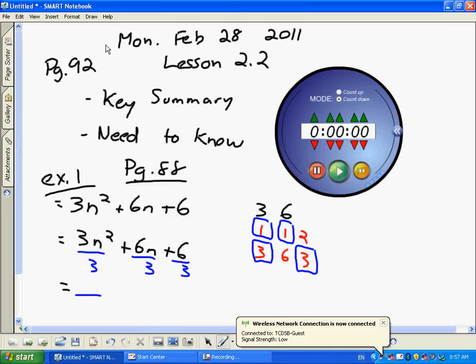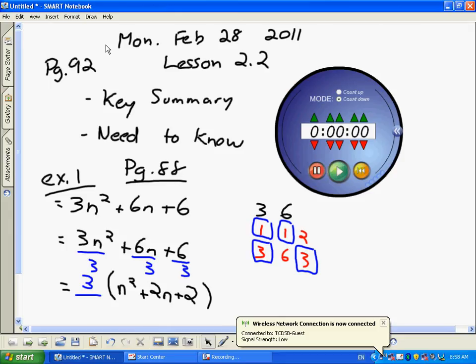What that means is that number 3 is going to come to the outside of a set of brackets. So we have a set of brackets. We've divided each term by the number 3, so we're going to put the 3 on the outside of the brackets, and then I'm going to divide each term by 3. So what is left inside the brackets? Well, 3n squared divided by 3 is just going to be 1n squared. I don't need to write the 1 in, so I'm going to have n squared. The next term is 6n divided by 3. 6 divided by 3 is 2, so I'm going to be left with 2n. And finally, I have 6 divided by 3, which is just 2.